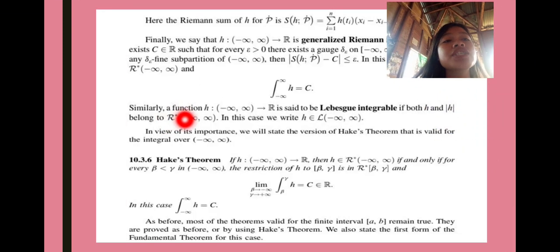Similarly, a function h, a partition of negative infinity, positive infinity, is a real number, is said to be Lebesgue integrable if both h and absolute h belong to the set of Lebesgue integrable functions on the interval negative infinity to positive infinity. In this case, we write h belongs to L of negative infinity and positive infinity.